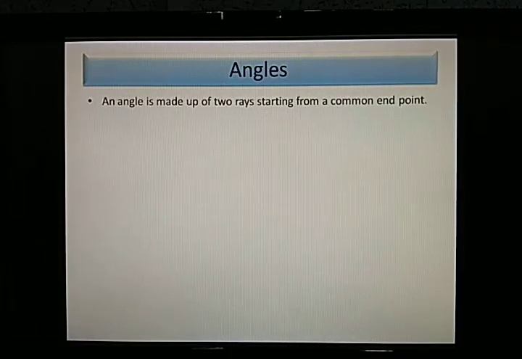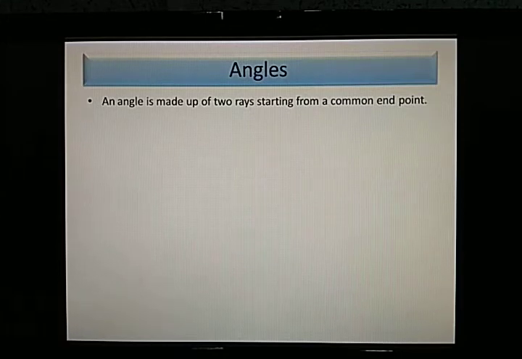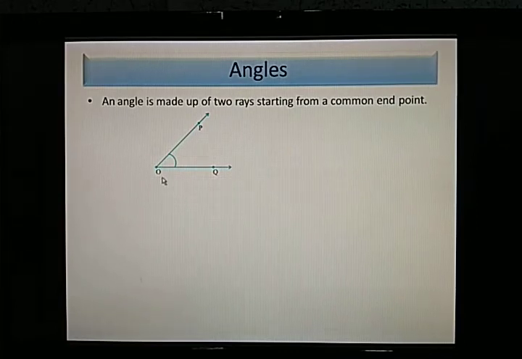An angle is made up of two rays starting from a common endpoint. Now I know you all have learned already about what is a ray, right? So if we take two such rays which are starting from a common endpoint, then an angle is formed in between those two rays. So let us see one diagram. You can see here, these are the two rays OQ and OP. These are the two rays emerging from a common endpoint.